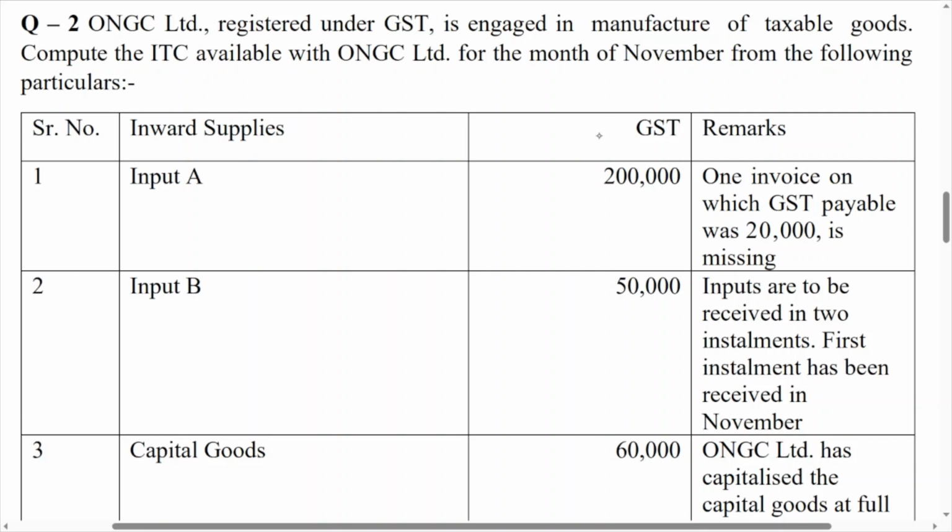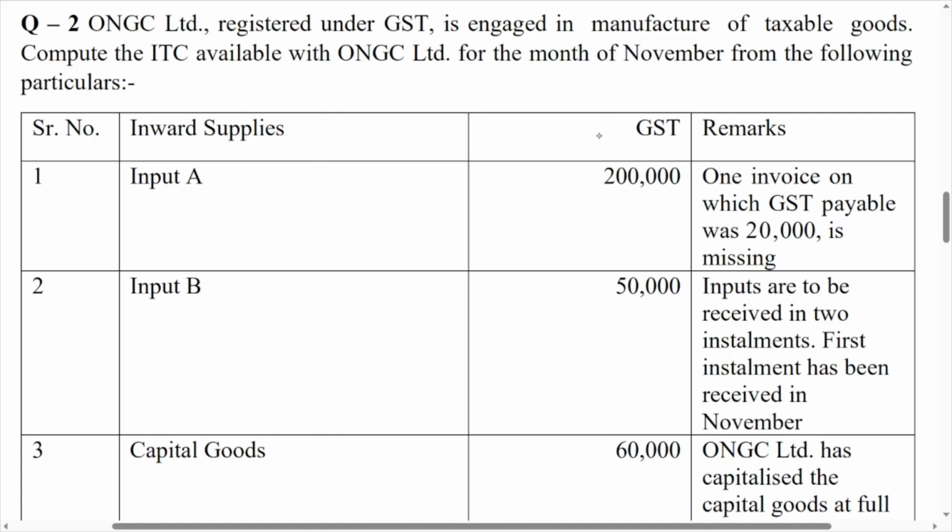Now inward supply input A, how much GST have you paid? 2 lakh. And what is the remark? One invoice on which GST payable was 20,000 is missing. In that case, will you get full credit of 2 lakh, or will you not get credit of 20,000? That means you will get only credit of 1 lakh 80,000 because one invoice is missing. I already explained, for claiming the credit you should have the invoice. If you do not have the purchase invoice, then your credit of that particular amount is not available. So in this case only credit of 1 lakh 80,000 is available, 20,000 credit is not available.